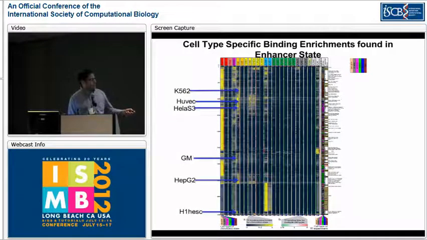So the rows here are ChIP-seq experiments. The columns are states, and then the smaller columns correspond to specific cell types within that state. You can see enrichments for the cell type enhancers here corresponding to the 6 different cell types considered. And these rows were computationally ordered in an unbiased way to maximize the similarity between the experiments.